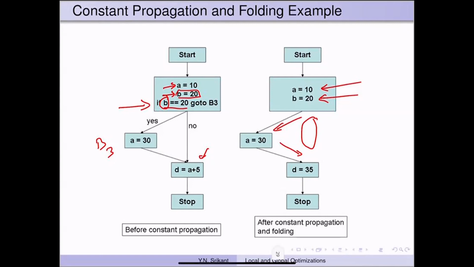But if it so happens that instead of B, we had C equal to 20, go to B3, and the value of C is not known to be a constant, in such a case, there is no optimization possible. You just have to retain the code as it is. Only when there is a constant expression and that can be evaluated, we can take the liberty of throwing away one part of the code. Otherwise, we cannot do it. Okay.